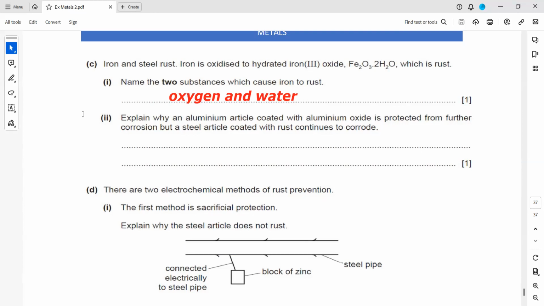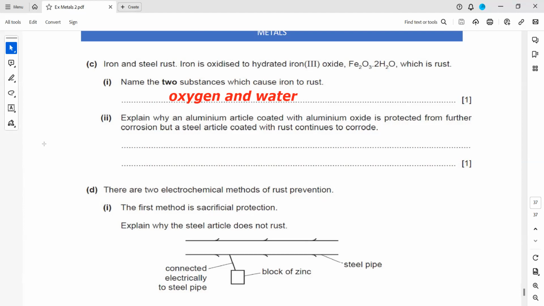Explain why aluminum articles, meaning things which are made of aluminum, coated with aluminum oxide are protected from further corrosion, but a steel article coated with rust continues to corrode. That's a very good question. For example, say you have a piece of aluminum.